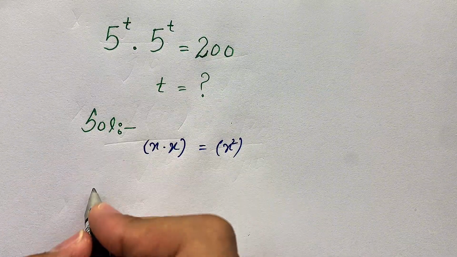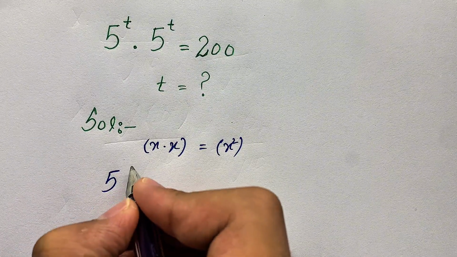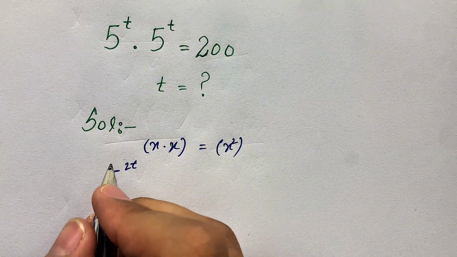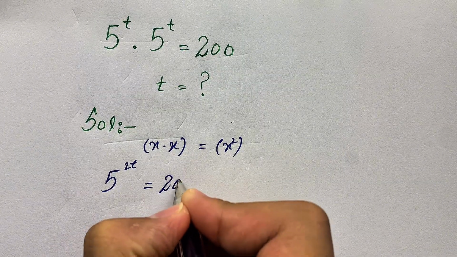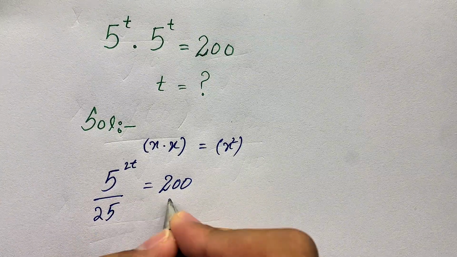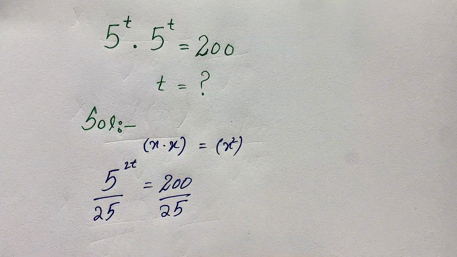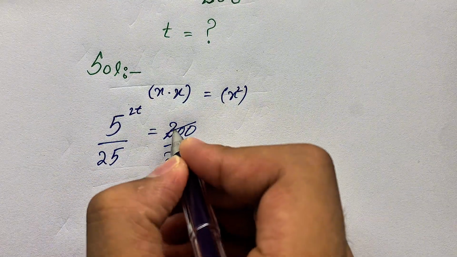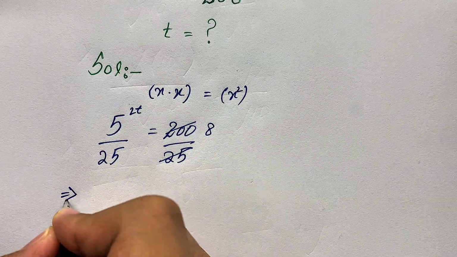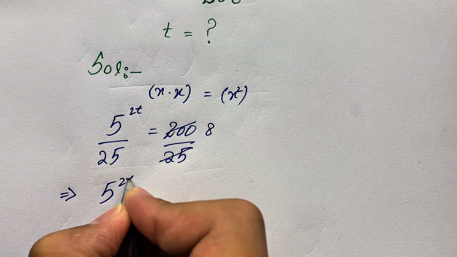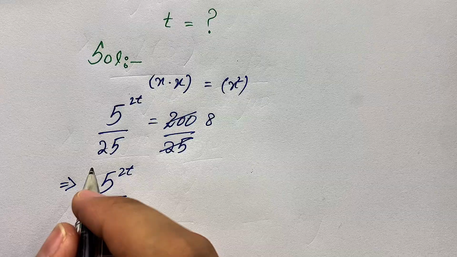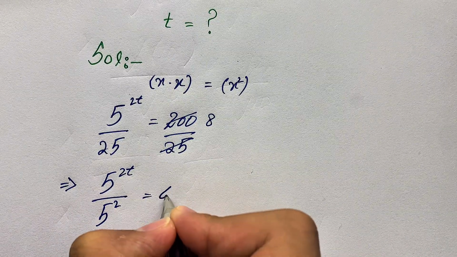So now we write 5 square into 5 to the power 2t is equal to 200. This divided by 25, this divided by 25. This cuts with this, remaining 8, and this will be 5 to the power 2t divided by 5 square, which is 25, is equal to 8.